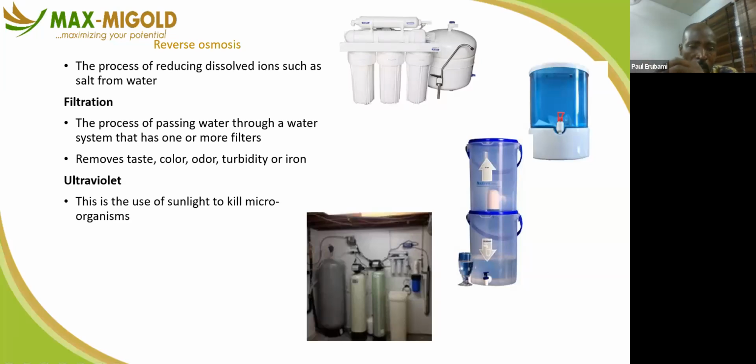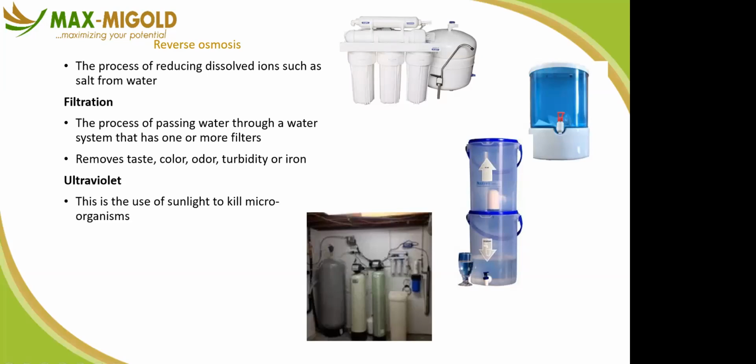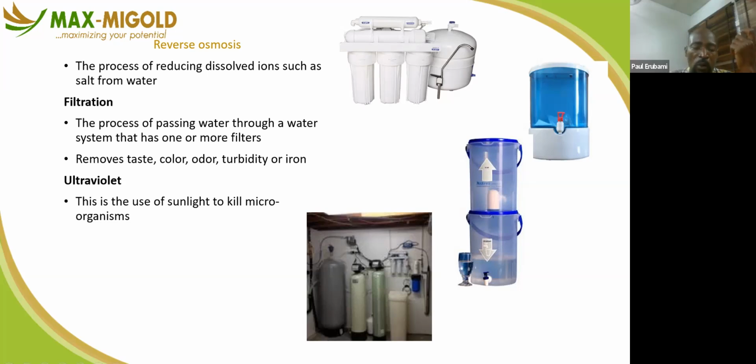Filtration is the process of passing water through a water system that has one or more filters. What is the purpose of filtering your water? You remove taste, color, odor, turbidity, and iron. These are the reasons why you need to filter your water. Then ultraviolet is used to remove bacteria. It is used to kill microorganisms like bacteria and fungi.